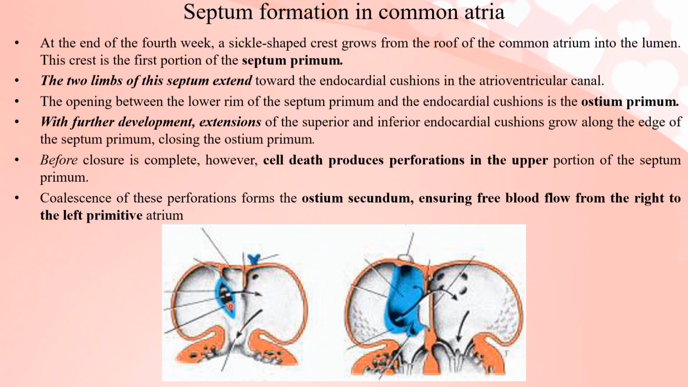Because of the incorporation of the sinus venosus into the right atrium, a narrow ridge of tissue is formed, which is called the septum spurium. At the same time, a narrow strip of tissue originates from the roof of the common atrial cavity. This is the septum primum, and this septum grows towards the newly forming endocardial cushions.